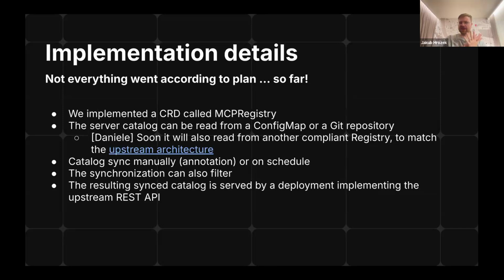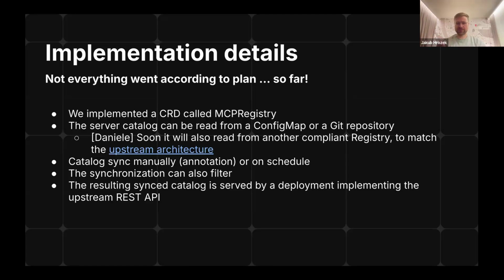Okay, and implementation details, because this is a Kubernetes meeting. We implemented a new CRD, custom resource definition, called MCP registry. Daniela will show how it works. You define this MCP registry, and the actual catalog, the list of servers and its properties, can be read right now from a config map. Kind of the easiest way. We put everything into a config map or a Git repository.